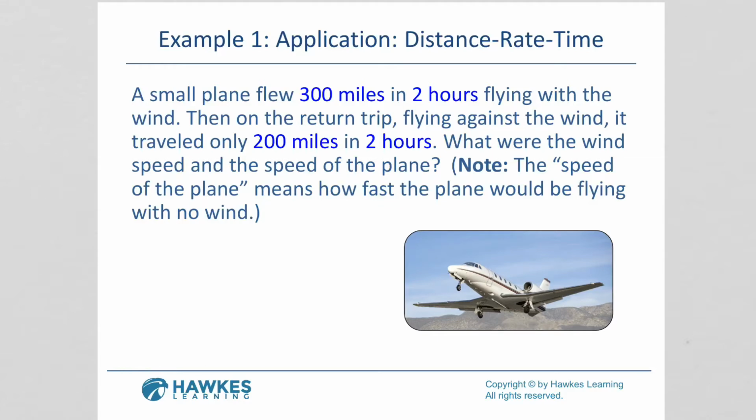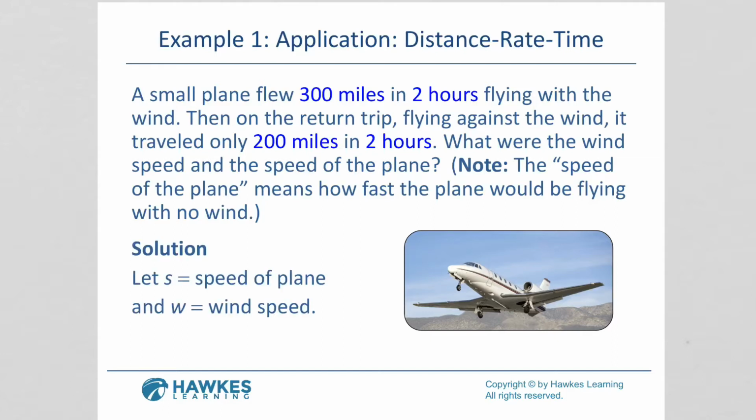Example 1 is an application of distance, rate, and time. A small plane flew 300 miles in 2 hours, flying with the wind. Then on the return trip, flying against the wind, it traveled only 200 miles in 2 hours. What were the wind speed and the speed of the plane? Note, the speed of the plane means how fast the plane would be flying with no wind.